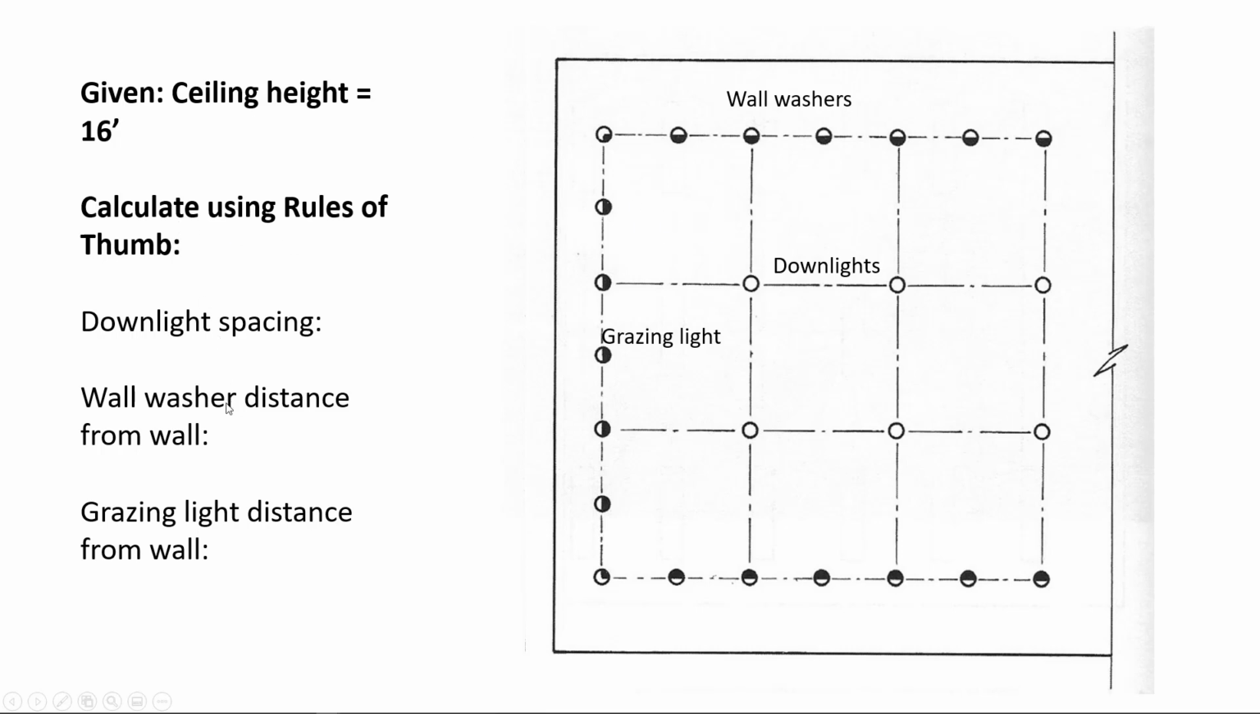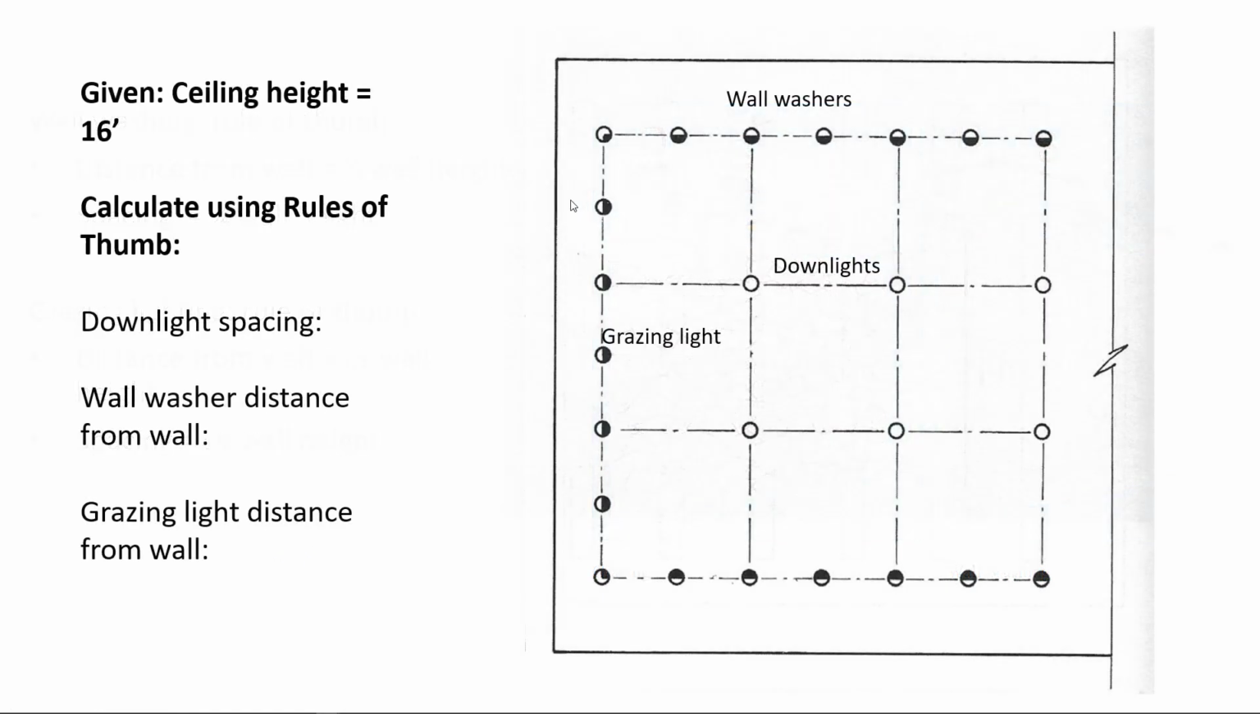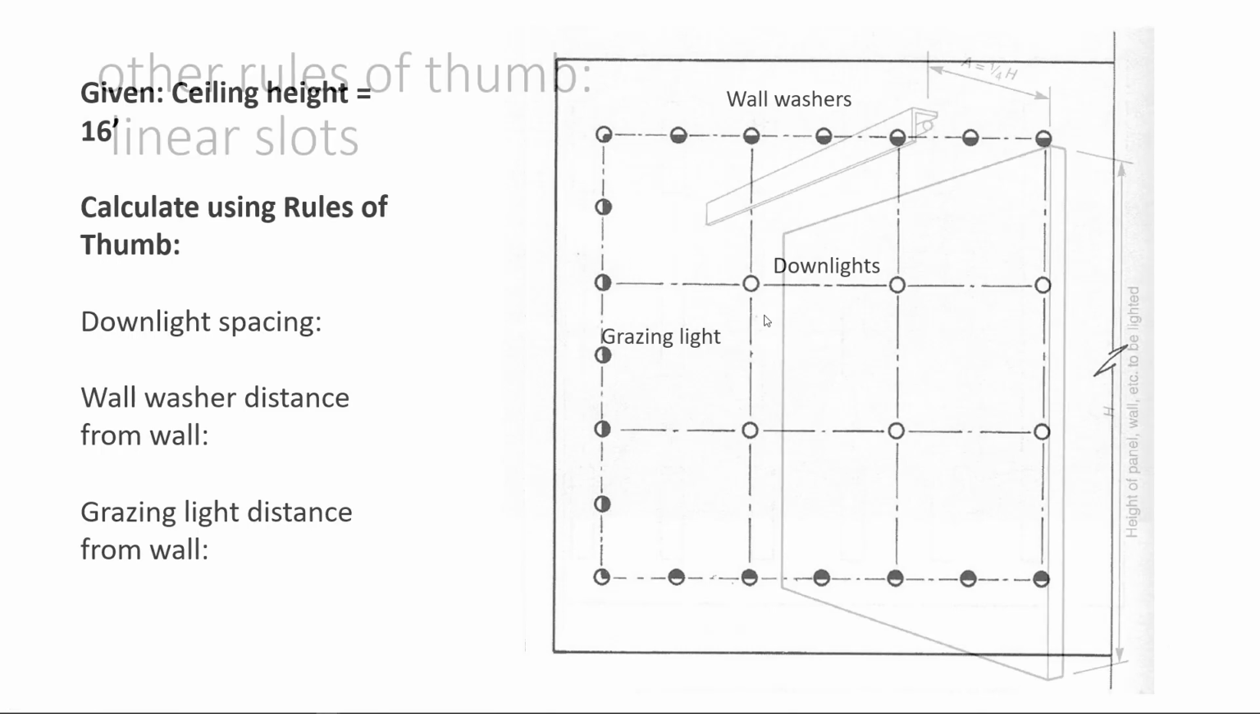If you wanted to figure out the wall washer distance from the wall, it's 1/4 of the distance from the wall. So this looks about right. 1/4 is going to be 4 feet, and then they'll be 4 feet apart. And then the grazing lighting, come back. The grazing lighting will be the same, 1/8 of the wall height now. We're 2 feet from the wall, and in theory, 2 feet apart, although I didn't redraw them.